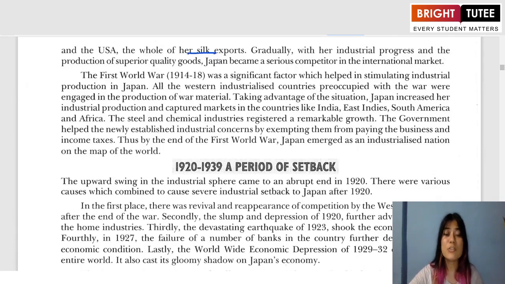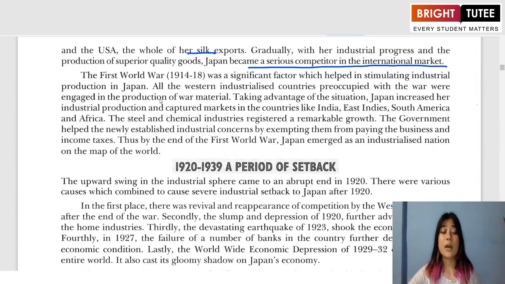So you see, most of the manufactured products were absorbed by China and the United States of America. Because of the good quality of products manufactured by Japanese industries and factories, because of the superior quality of their goods, Japan now became a serious competitor in the international market. It could compete with the products of, for example, the United States of America or China.